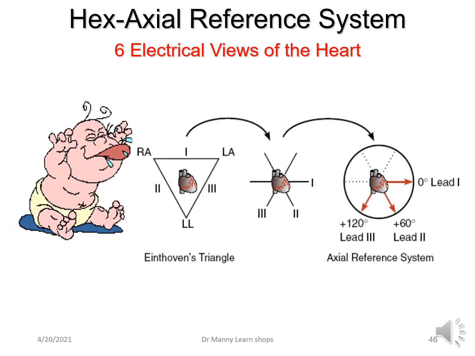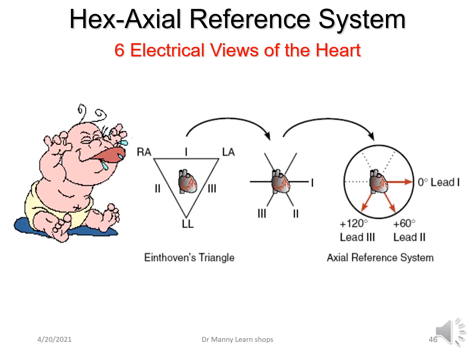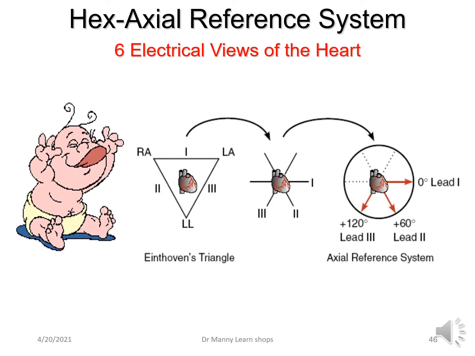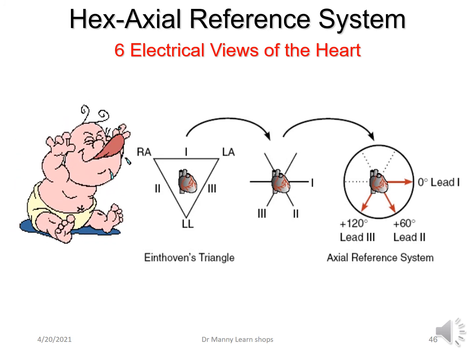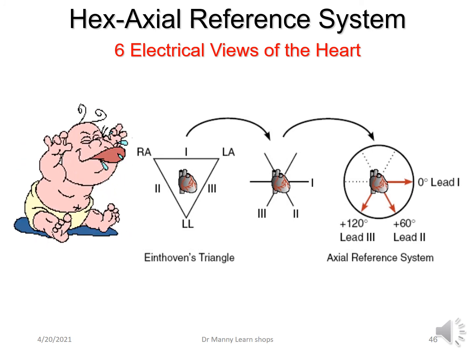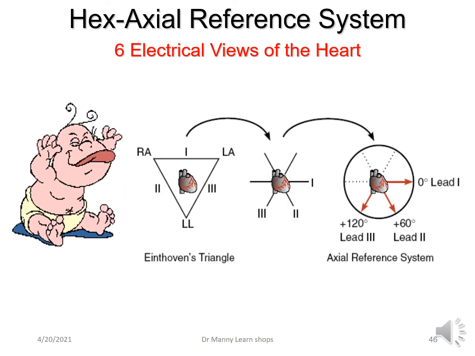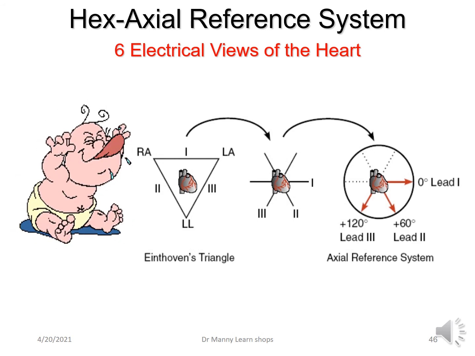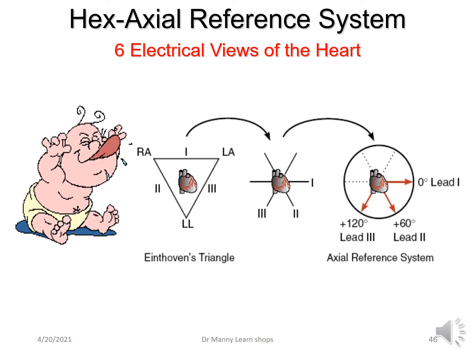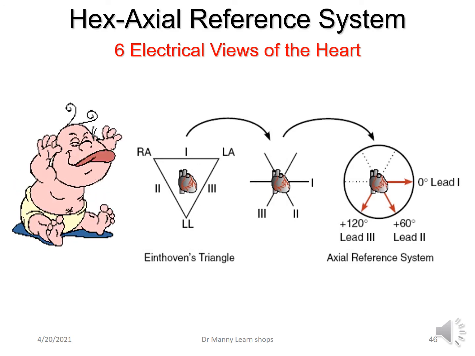Let's take Eindhoven's triangle a step further for comprehension. This is referred to as the hexaxial reference system, which basically means hex, Greek, 6, axial, direction, reference point. These are 6 electrical views of the heart. And the heart, essentially in Eindhoven's theory, is at the center of the triangle, which means it's got 0 potential. Everything is coming from there, so the heart is considered to be 0.